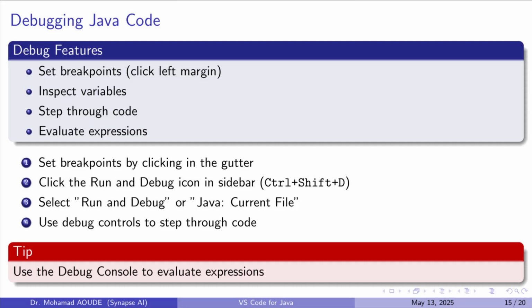One of the most valuable tools in a programmer's arsenal is a debugger. It allows you to pause your program's execution and inspect its state to understand what it's doing and find bugs. VS Code has a great debugger for Java.